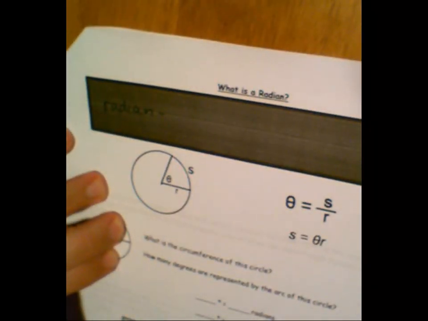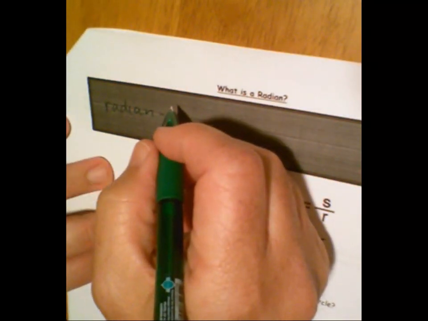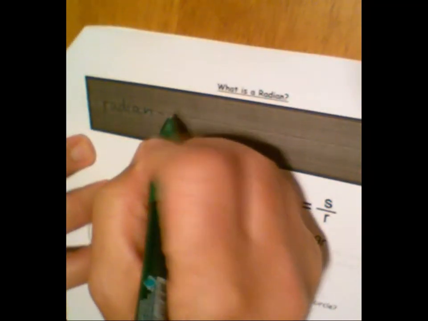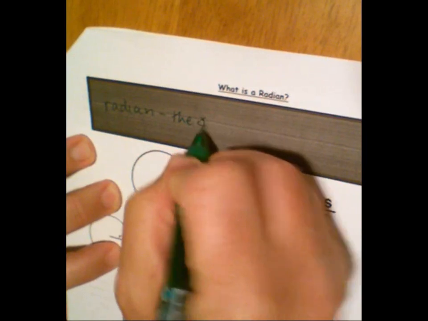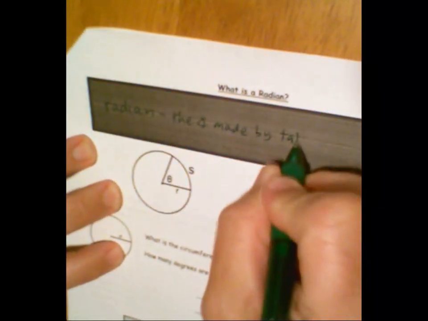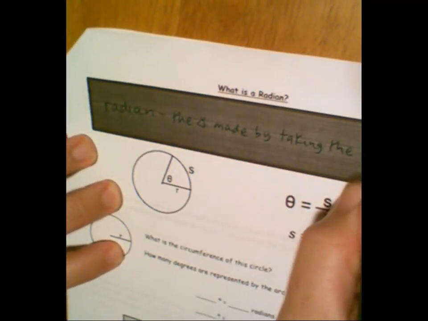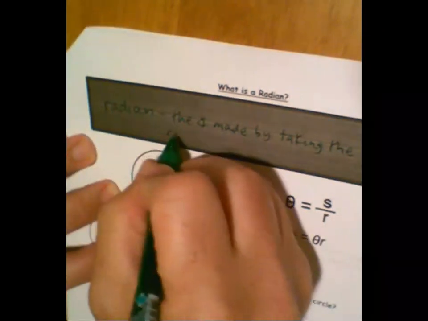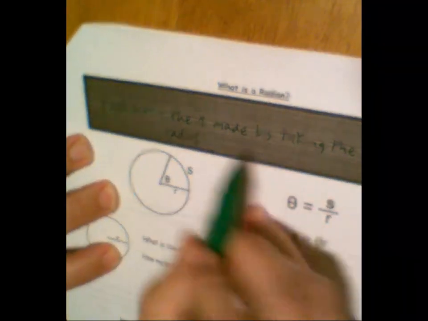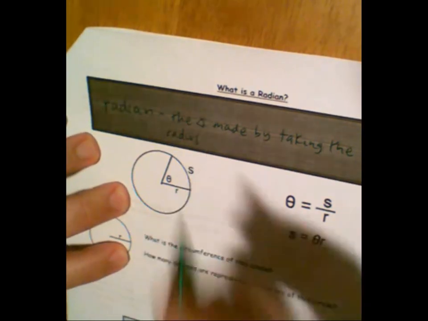A radian is the angle made by taking the radius and wrapping it along the edge of a circle.